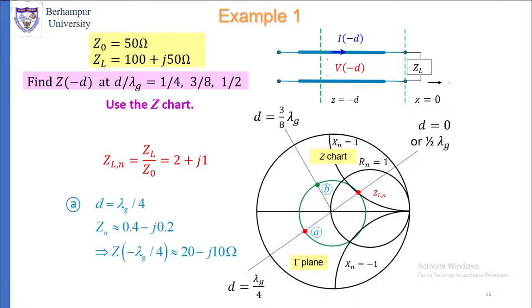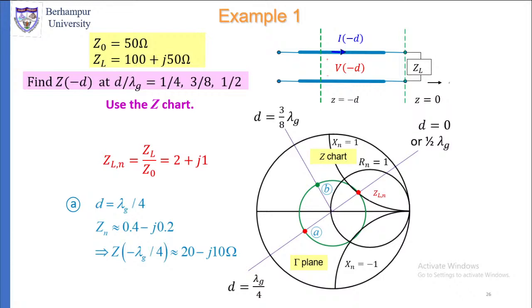We have to find out the input impedance at a distance d from the load, when d by lambda g is equal to 1 by 4, or 3 by 8, or 1 by 2. Lambda g stands for the guided wavelength on the transmission line.